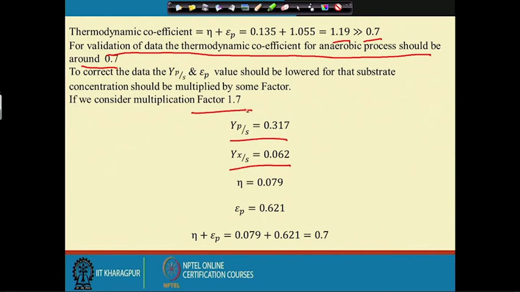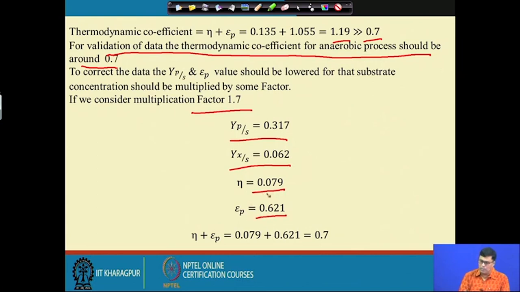And what we observed is, if we multiply the substrate concentration by 1.7, then the YP by S value comes to about 0.317 and YX by S 0.062. Then if we calculate, the eta value comes to 0.079 and epsilon P 0.621. If you sum the two, it comes to about 0.7. Only then will the results be okay. So from that we can conclude that there is something wrong in the substrate estimation, and only if we multiply the substrate concentration by 1.7 will your results be okay. This is how we can find out the validity of the experimental results.